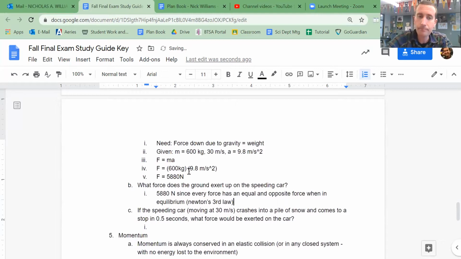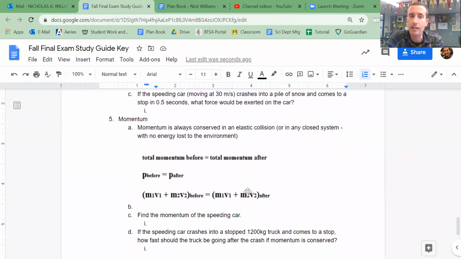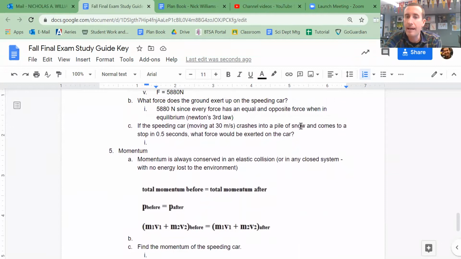Awesome. And then part C, if the speeding car, which is moving at 30 meters per second, crashes into a pile of snow and comes to a stop in 0.5 seconds, what force would be exerted on the car? Pause and answer.